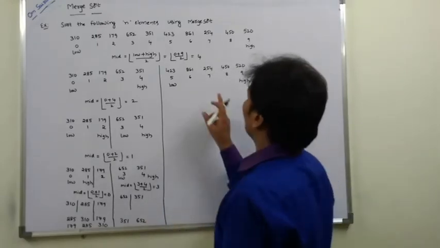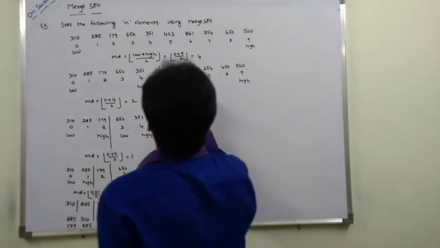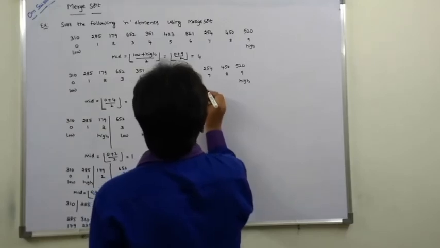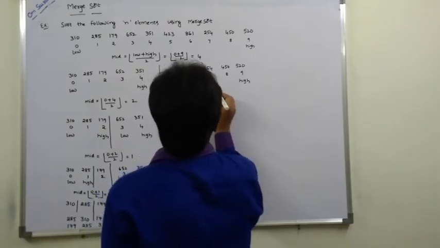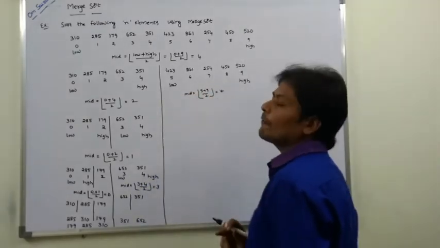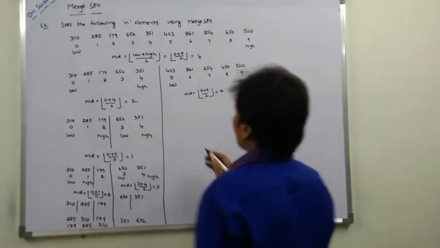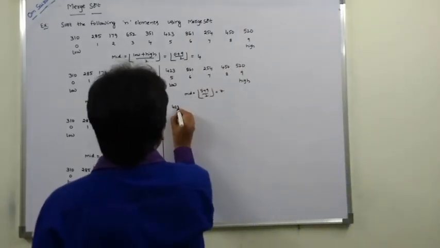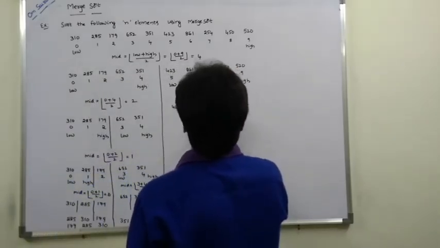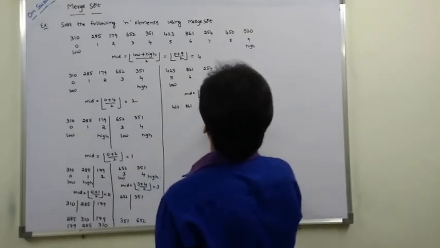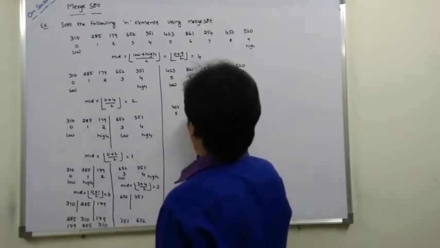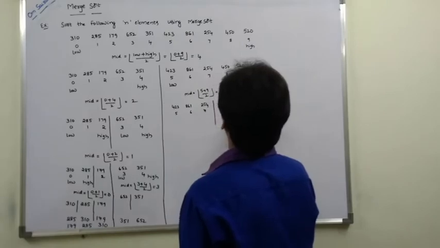Okay. Next, go for second sublist. Here mid is equal to 5 plus 9 by 2. So that is 14 by 2, that is 7. So 5 to 7 is the first sublist, 8 to 9 is the second sublist. So that is 423, 861, 254. So this is the first sublist, and second sublist contains 450, 520. Index numbers are 5, 6, 7, 8, 9.